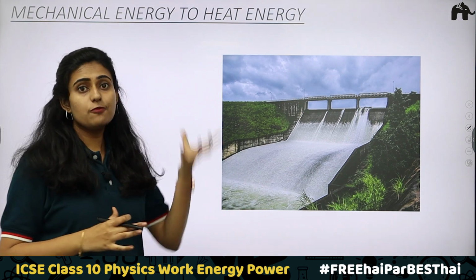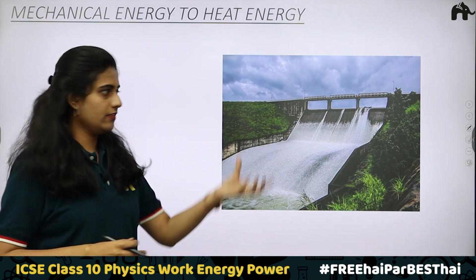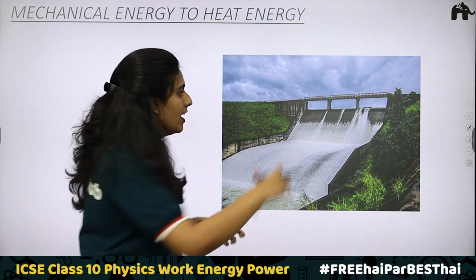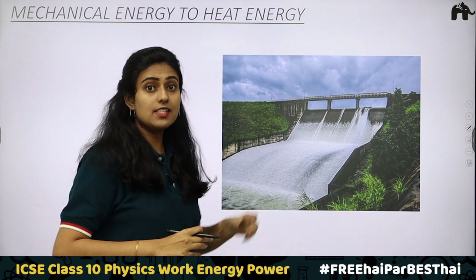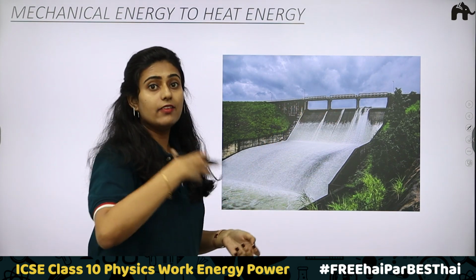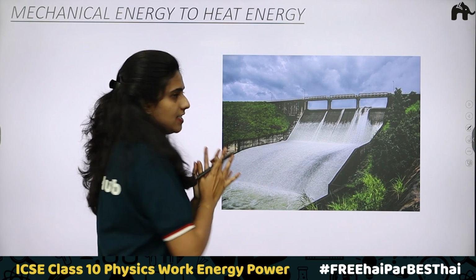Next is the conversion of mechanical energy to heat energy. We have taken this example here. Water is stored at heights. There is potential energy. When it starts flowing, what happens? It gets changed into kinetic energy. So when water is flowing, velocity is increasing, kinetic energy is increasing.